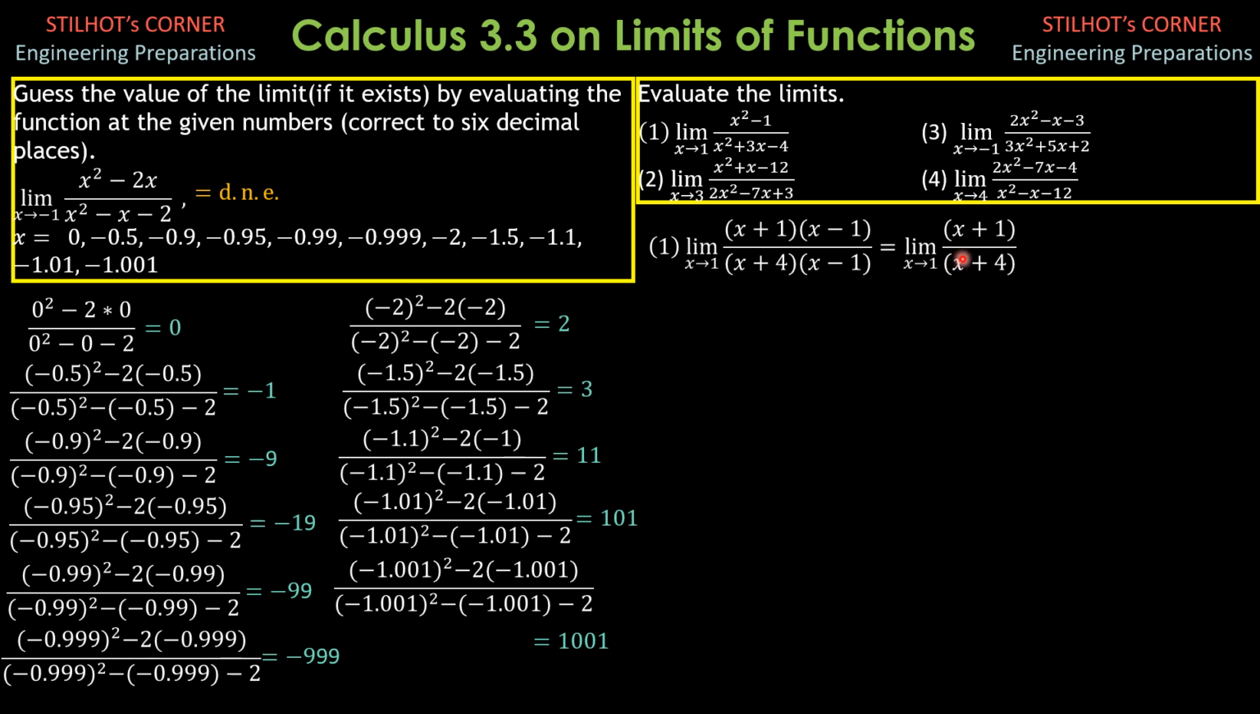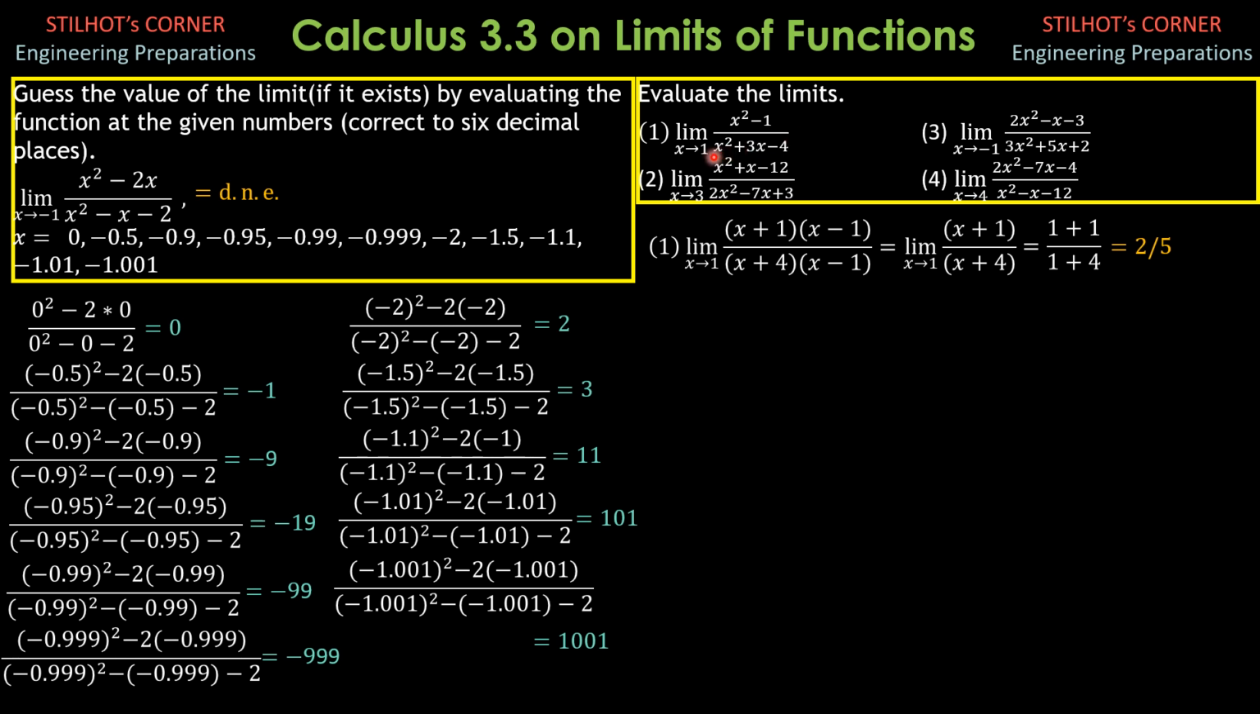So this time, as x approaches 1, both the numerator and the denominator do not approach 0, so it is now safe to substitute x very close to 1, and in fact we can substitute x is 1. So that would be 1 plus 1 over 1 plus 4, and it is equal to 2/5. Now with the calculator technique, all you have to do is evaluate left hand and right hand limits.